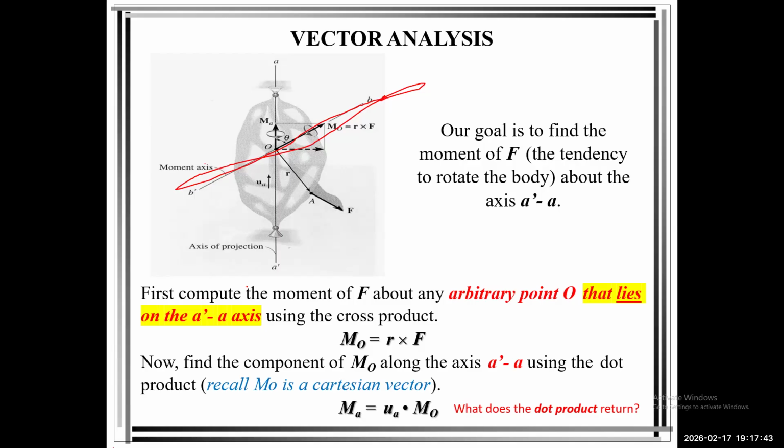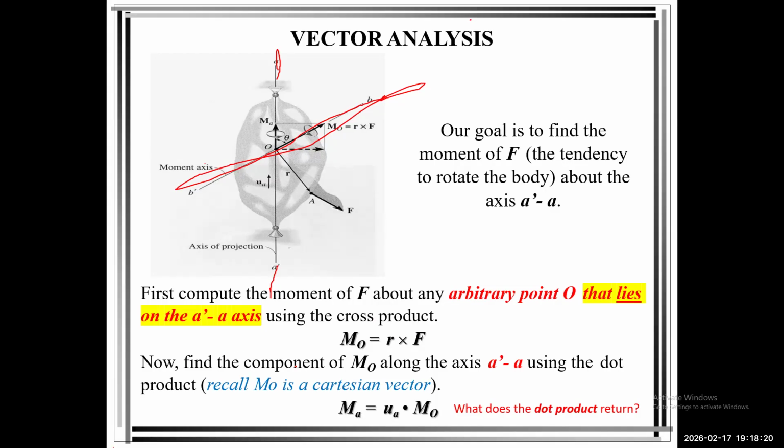Now, the first thing you do is compute the moment of F about some arbitrary point that lies on the A prime A axis, which is the vertical one. Right? I'm having a little problem with my tool. The pointer is all over the place. So you have this one coming down here and here. So you can find the moment about O, which is R times F.